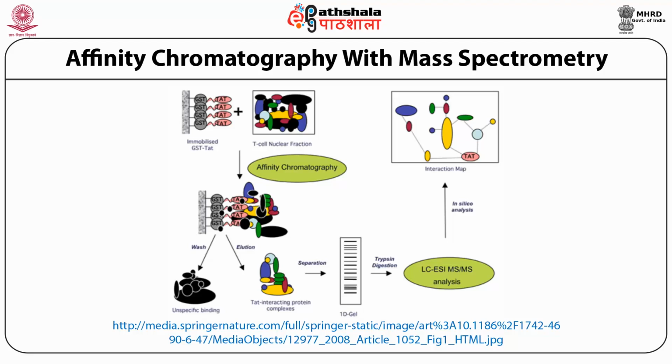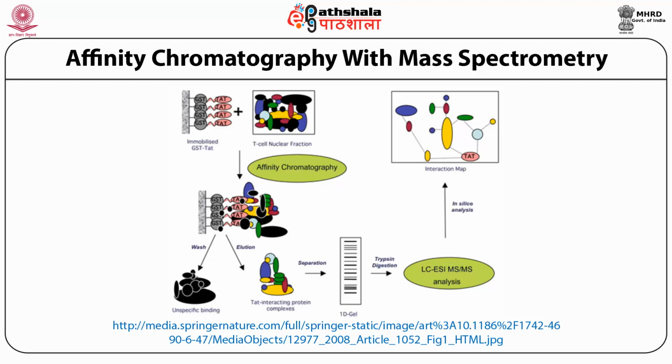You always need to have a control column where you have not bound your GST tagged protein, but just the glutathione column itself, and you pour the extract over it. This will tell you, eliminate all those non-specific interactions. So this is a very critical control.